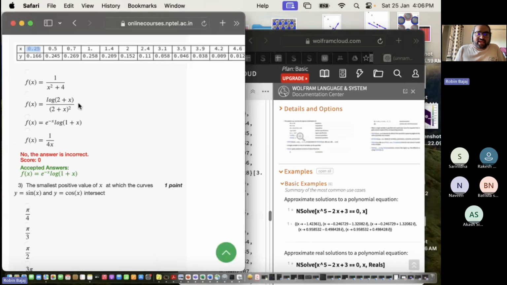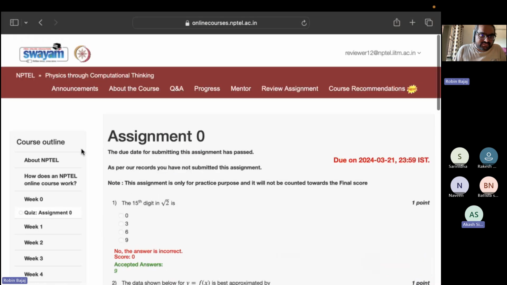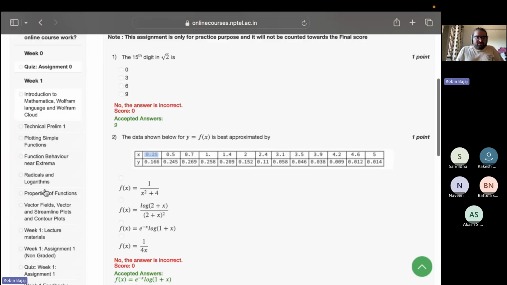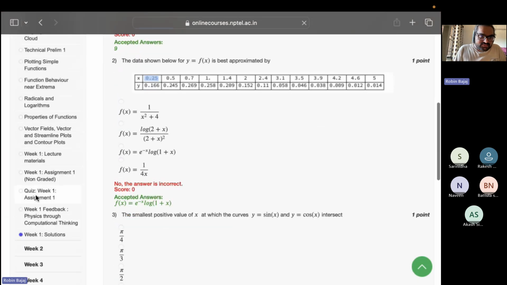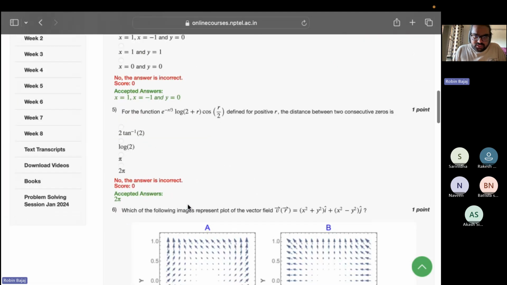Yeah, it's very helpful. I haven't moved to the problem solving part yet. Let me give you a simple example where it can be helpful. Let's see this week one assignment, because my main idea is to solve the previous year things and see how it is helpful. Okay.